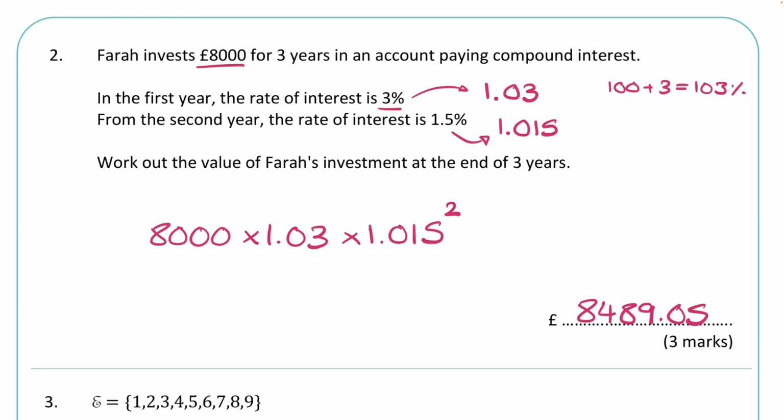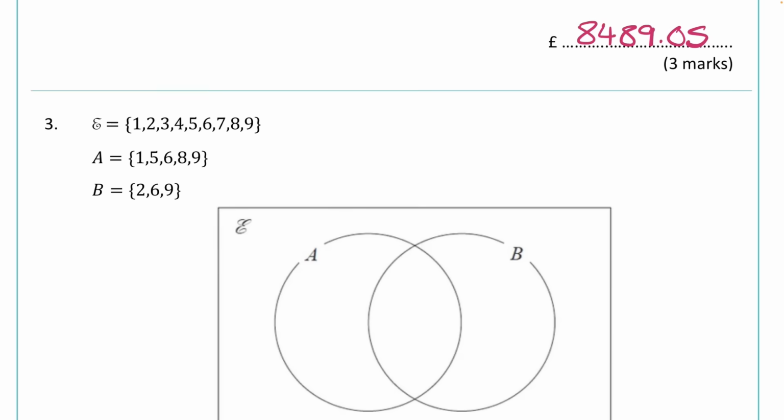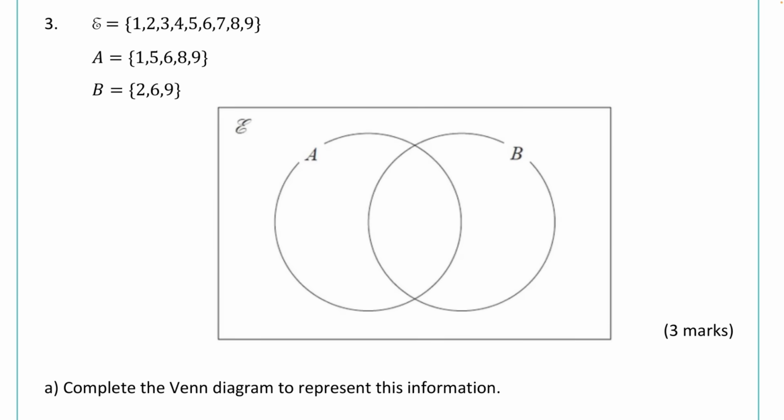Just watch out for the language there. Sometimes it does say, calculate the amount of interest, where I'd have to subtract the original 8,000. But this one wanted the value of the investment. Our next question is looking at a Venn diagram. So we're given the numbers 1 to 9 to put into our Venn diagram.